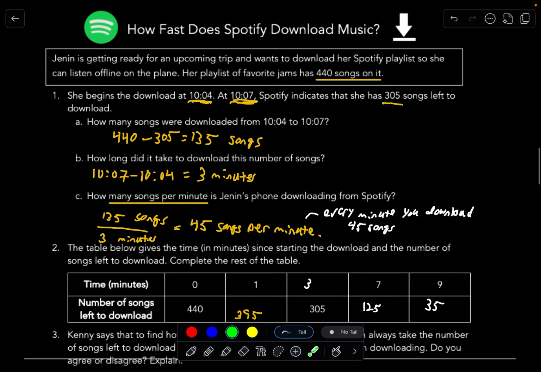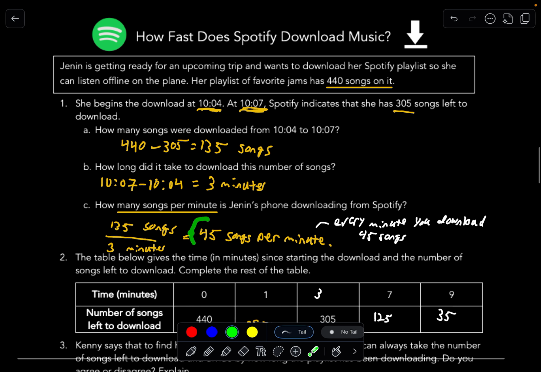So 135 divided by 3 is 45, and look at the units. Songs per minute. So it means every minute she downloads 45 songs. And it doesn't matter where you are on your list. You know, you could be at the 100th song.